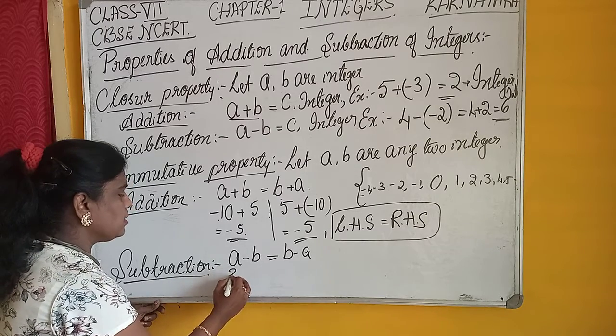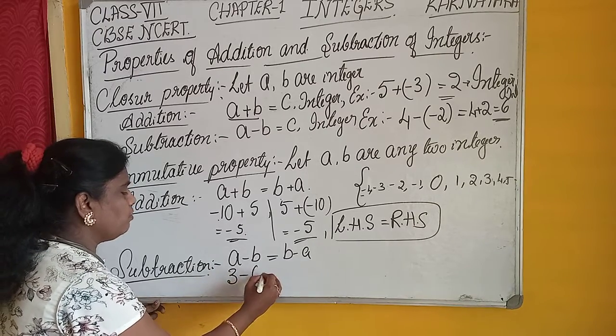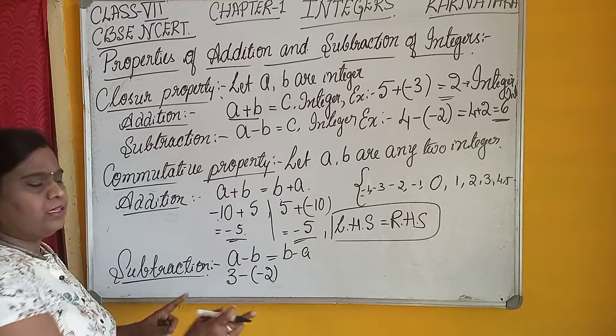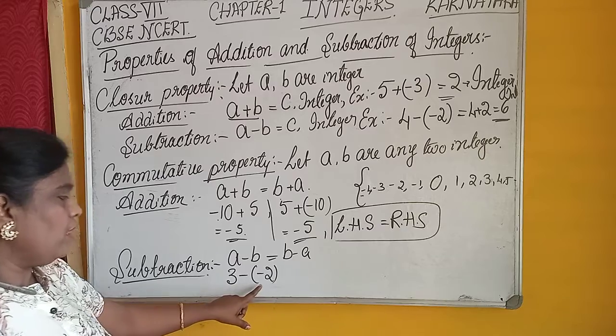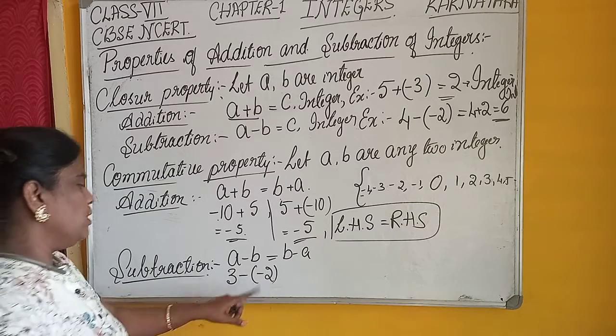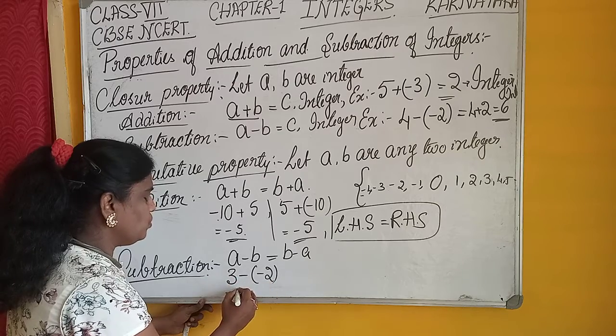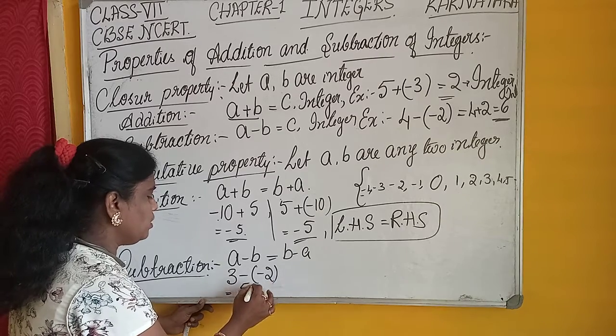Is it possible? Take one more example. Consider one integer as 3 and another as minus 2. The difference of these two, 3 minus of minus 2, will be 3 plus 2, that is equal to 5.